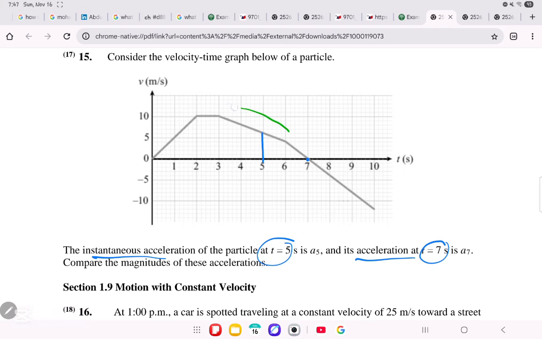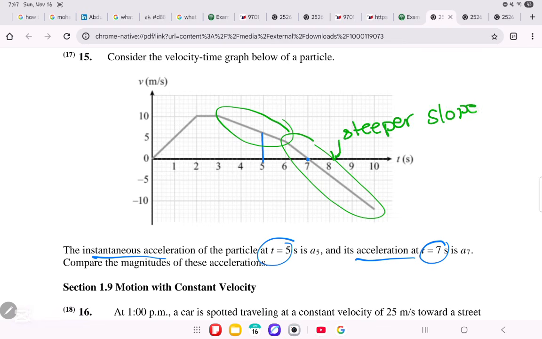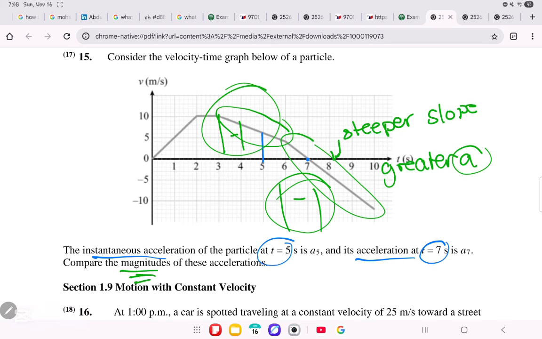Here, look at this slope and look at this slope. This is the steeper slope. That means it has a greater acceleration. Now, please, they said compare the magnitudes. If they did not say compare the magnitudes, you would find this one to be more negative than this. So which would be bigger? This one would be bigger, but because they said magnitudes, you would put this and this in absolute value. You will see that this value is greater, so acceleration 7 is greater than acceleration 5.